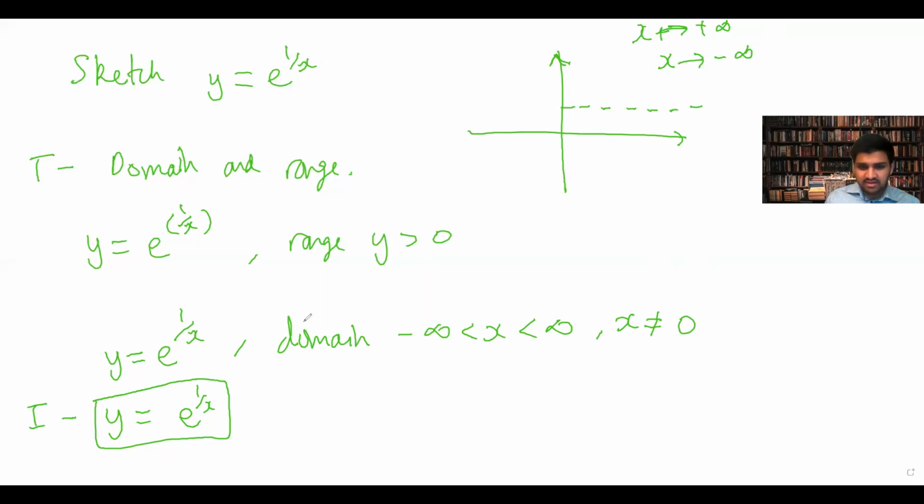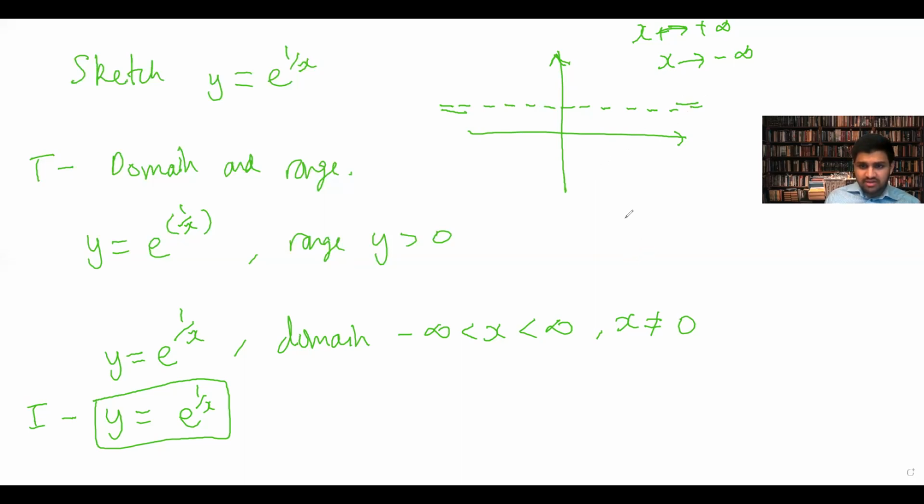And will it tend from above? Yes, because if we consider x as positive, we have e to the power of a slightly positive number above 0, and we know that that is bigger than 1. And what happens as x tends to negative infinity? We have 1 over a really small negative number, and that also tends to 1, but from below, because it's going to be a small negative number. So we're going to have a graph coming from here and here.